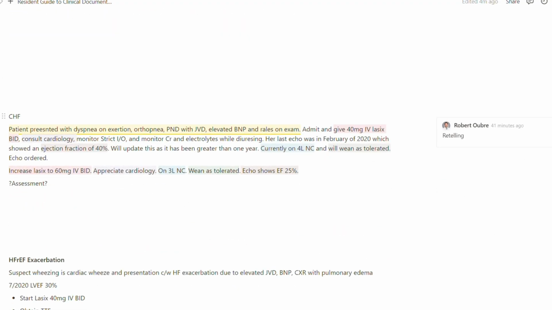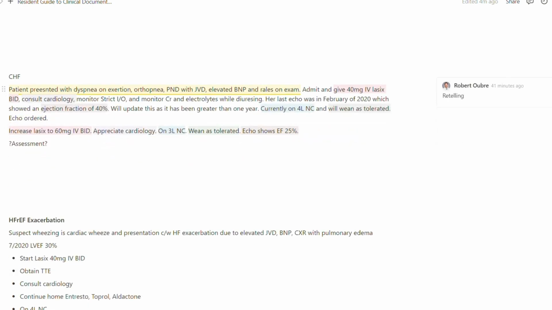First of all, we're saying that patient presented with dyspnea on exertion, orthopnea, PND with JVD, elevated BNP and rales on exam. This is just a repeat of the history and the physical. I wouldn't really call that an explanation or clinical reasoning. I understand what you're getting at, but this looks more like a retelling of everything more than anything else. So admit and give 40 milligrams IV Lasix BID.